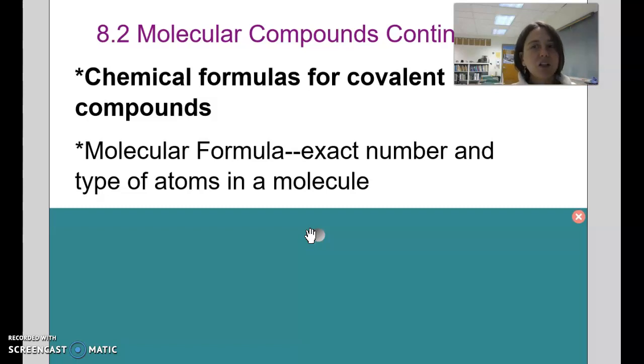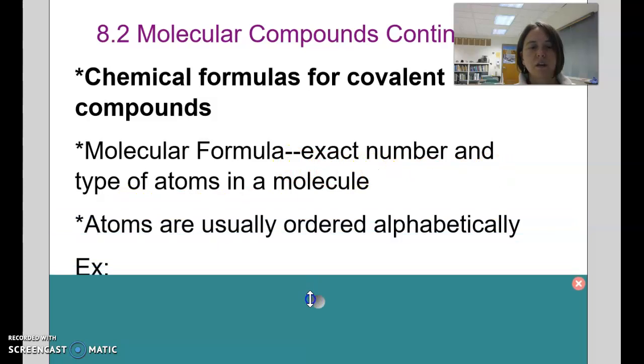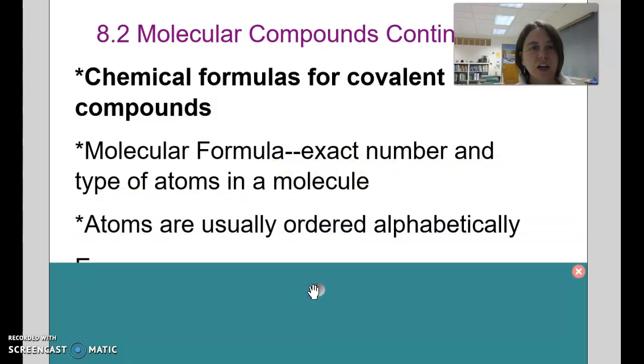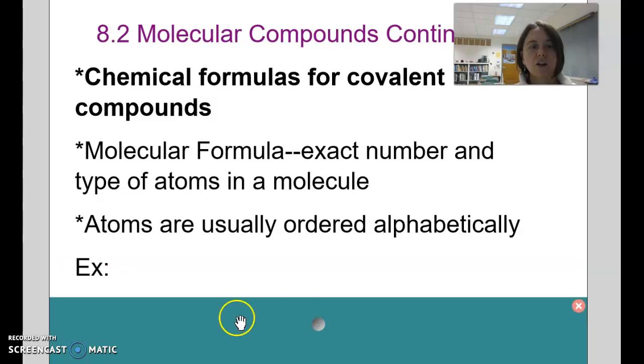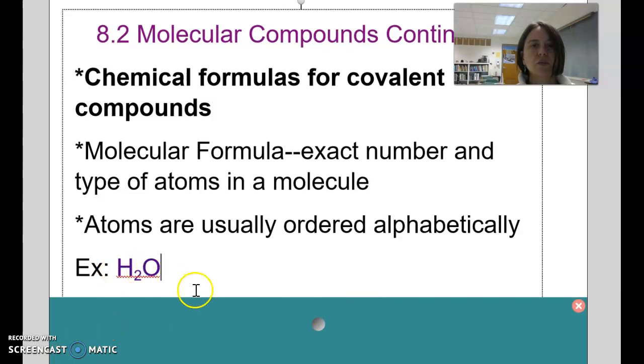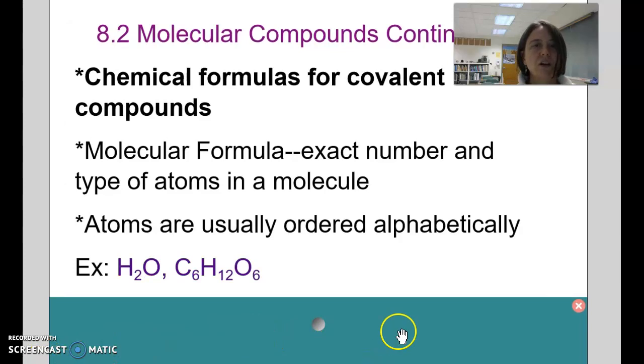And molecules are not like that. The exact number that's in one molecule can be different than the exact number that's in another molecule. So let's look at some examples. Please write this down. The molecular formula is the exact number and type of atoms in a molecule. Just to get used to how we write things in chemistry, they're usually ordered alphabetically. So for example, water is H2O, whereas glucose is C6H12O6.